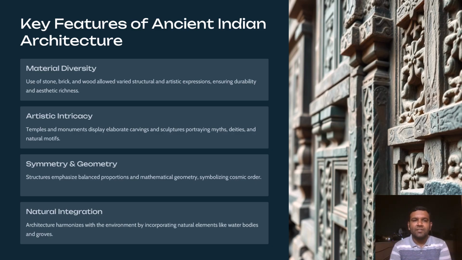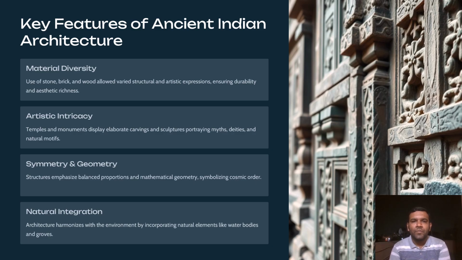Artistic intricacy: temples and monuments display elaborate carvings and sculptures, portraying myths, deities, and natural motifs. Another is symmetry and geometry. Structures emphasize balanced proportions and mathematical geometry, symbolizing the cosmic order. Natural integration: architecture harmonizes with the environment by incorporating natural elements like water bodies and groves. These are the key features of ancient Indian architecture.